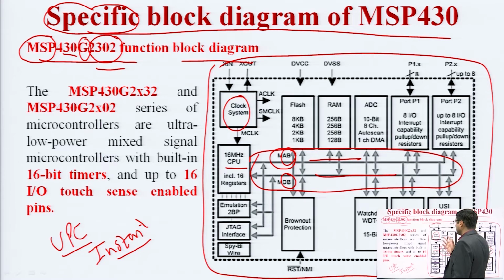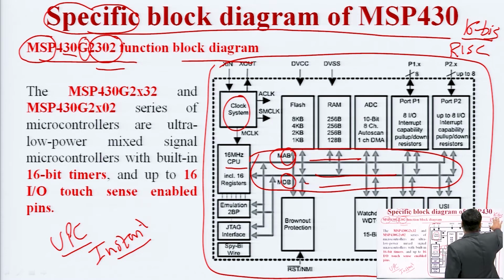In the previous lecture we saw that the MSP 430 is basically a 16-bit RISC processor. It means that it can work on a 16-bit data bus at a time. RISC is reduced instruction set computing, so it is a processor based upon the RISC architecture. All the blocks are connected with each other through a common bus, and this bus is connected to the 16 megahertz CPU. This 16-bit CPU has a frequency of 16 megahertz.